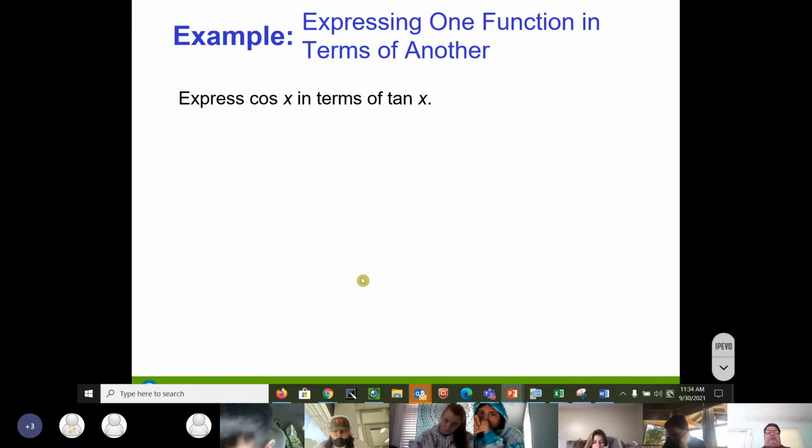See right here, express cosine in terms of tangent. Okay, so express cosine of x in terms of tangent. So that means we got cosine x on the left, and we want it to look like tan of x.